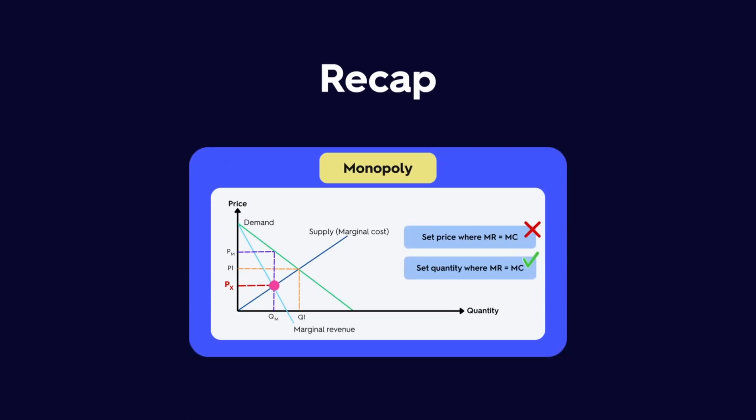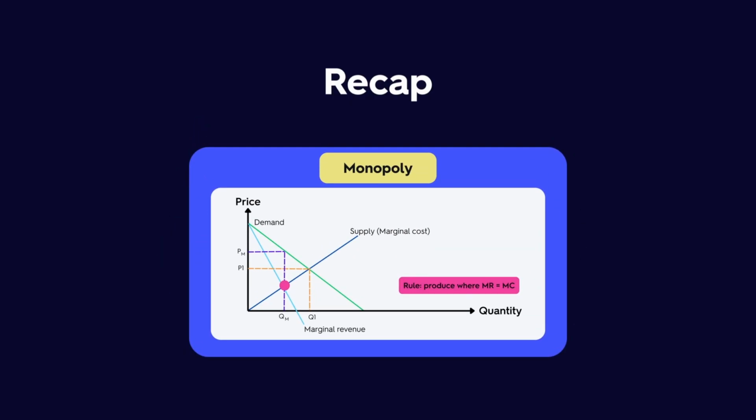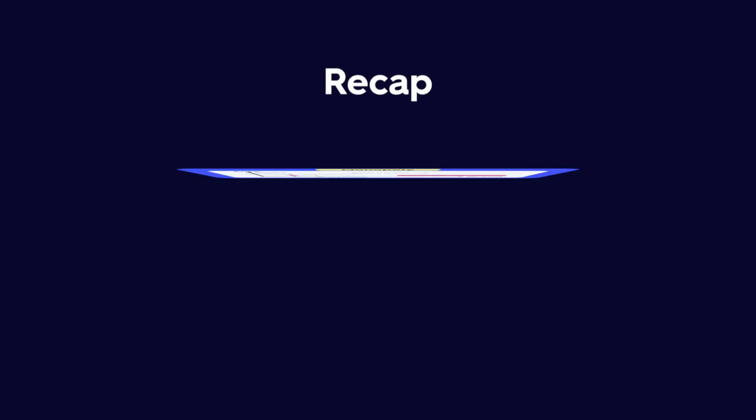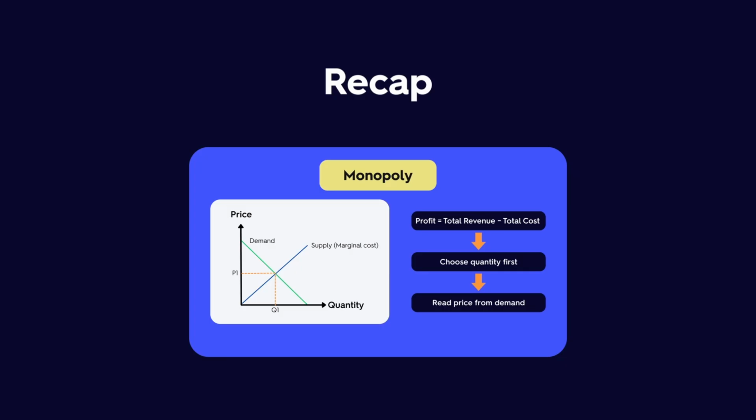To recap, a monopolist has market power but still follows a rule. Find the quantity where marginal revenue equals marginal cost, then use the demand curve to get the price. Quantity comes first, then price.